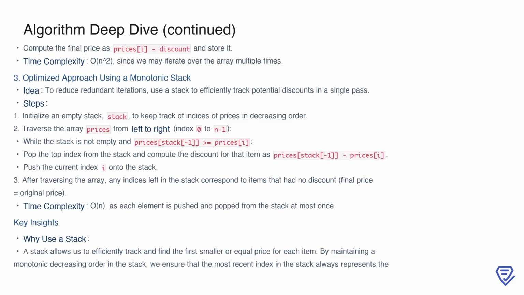At each step, while the stack is not empty and the price at the top of the stack is greater than or equal to the current price, we pop the top index from the stack. This allows us to calculate the discount for the item at that index, using the current price. After handling any necessary pops, we push the current index onto the stack. Once the array traversal is complete, any remaining indices in the stack correspond to items that receive no discount, so their final prices remain unchanged. This method is efficient, with a time complexity of n, as each element is pushed and popped from the stack no more than once.